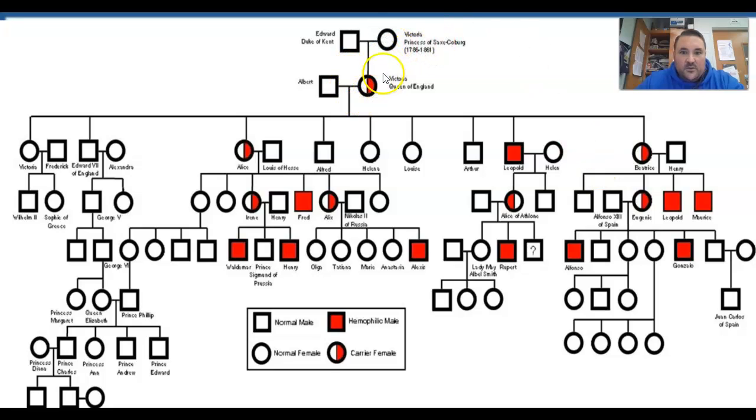This is Queen Victoria of England, and she was a carrier of a sex-linked disorder known as hemophilia. Hemophilia causes you to bleed uncontrollably. Basically, if I get cut, eventually I'll get a scab and it clots. If you have hemophilia, it will not clot right. Now, hemophilia is sex-linked, so it's carried on the X chromosome.